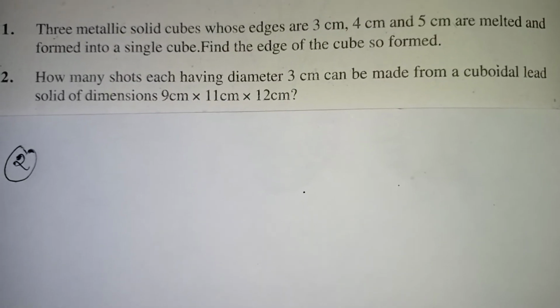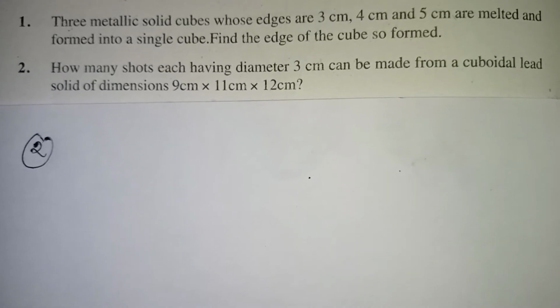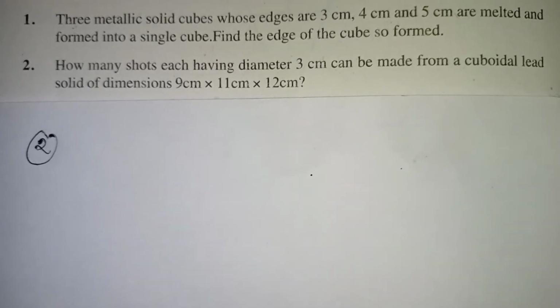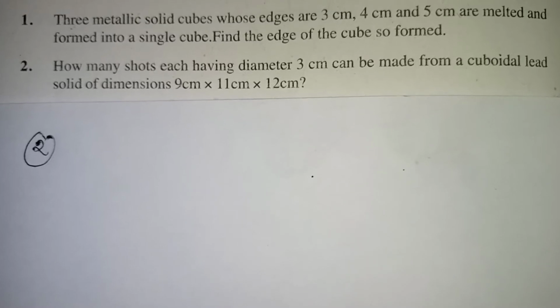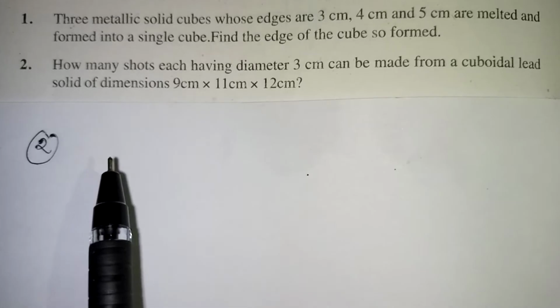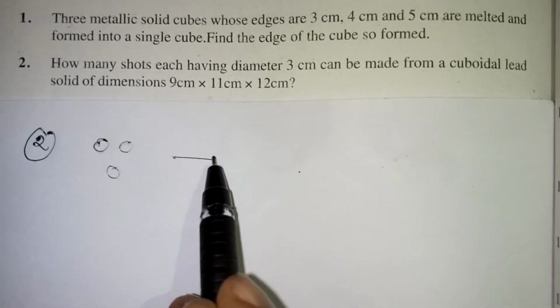Look at one more question. How many shots, each of having diameter 3 cm, can be made from a cuboidal lead solid of dimension 9 cm into 11 cm into 12 cm, that is a centimeter. So children, understood one thing very carefully. Shots mean lead shots will be in the shape of sphere. So how many lead shots can be made up of a cuboidal solid?